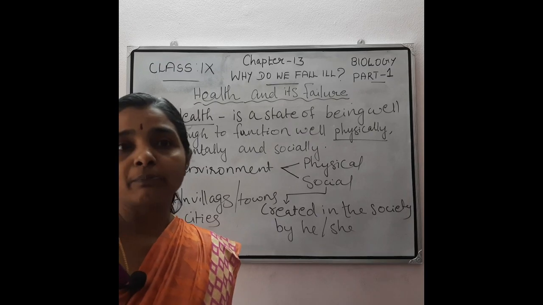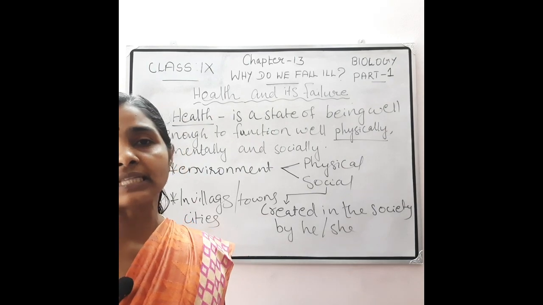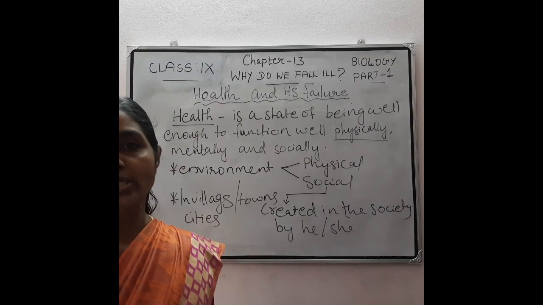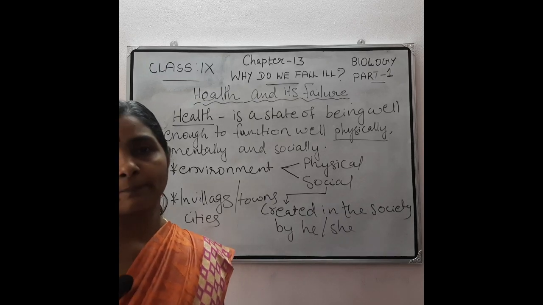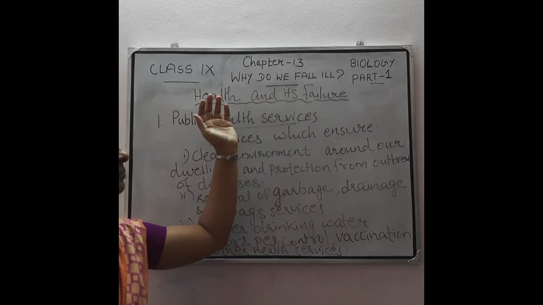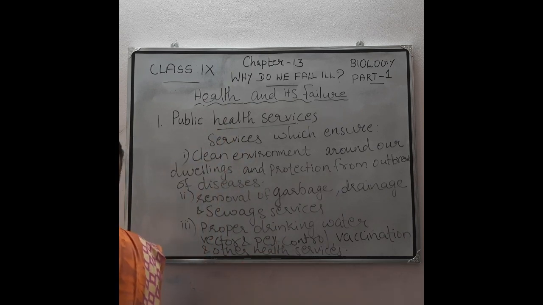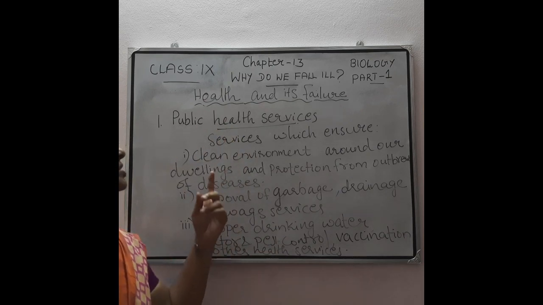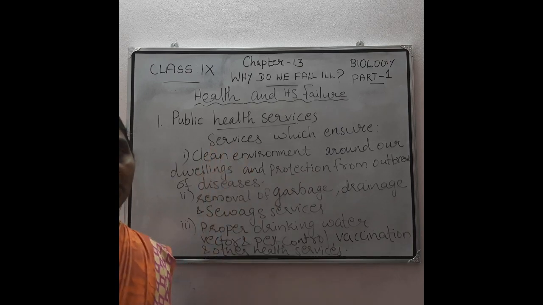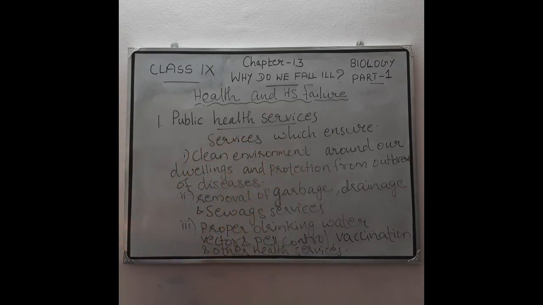By providing public health services, this social environment provides support for the individuals. So, under the heading health and its failure, how does health become failure? For that, there are different reasons. First one is public health services. All of you know that there are various services they are ensuring. So, what do these public health services ensure?